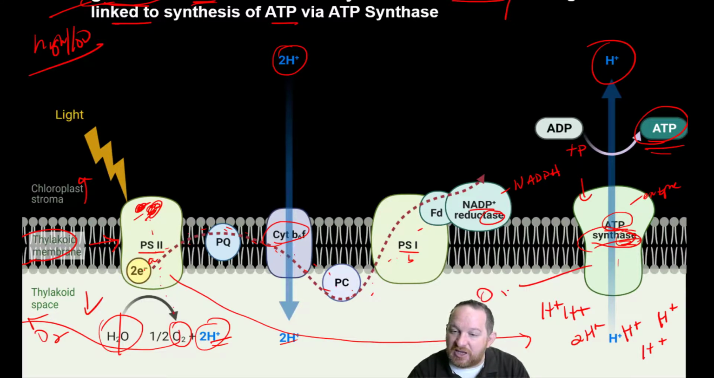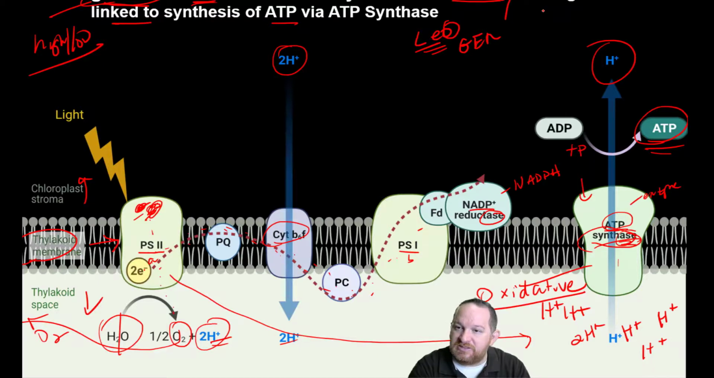This is actually an oxidative process. If you remember, Leo the lion says grr. Oxidize means losing electrons. So the process of losing electrons has driven this ATP synthase to move across. So this is oxidative. I'm going to write this out because it's an important word. Oxidative phosphorylation.